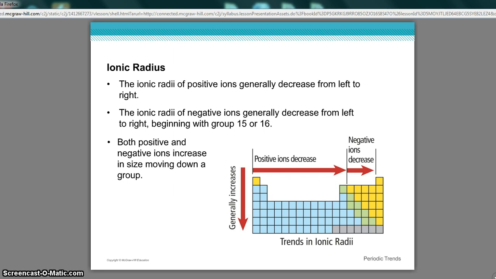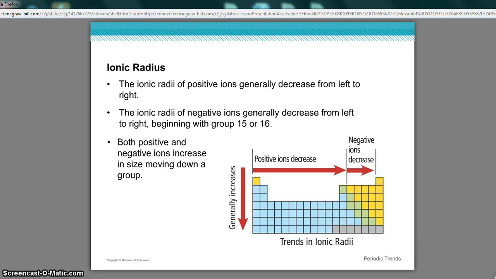Okay, so if we look at our trend for ionic radius, as you can see, it's the same as atomic radius. It increases as you go down the periodic table. It decreases as you go from left to right. Now, the only difference is the positive ions decrease, but then around this area, you start getting negative ions. So you can't compare them to each other, but you can compare cation to cation, anion to anion.